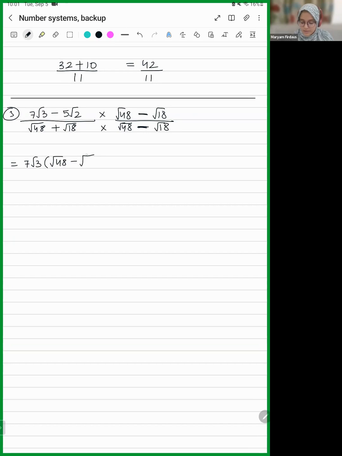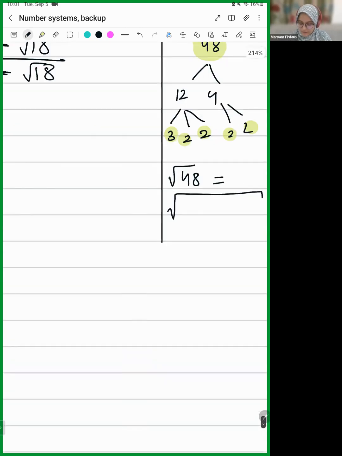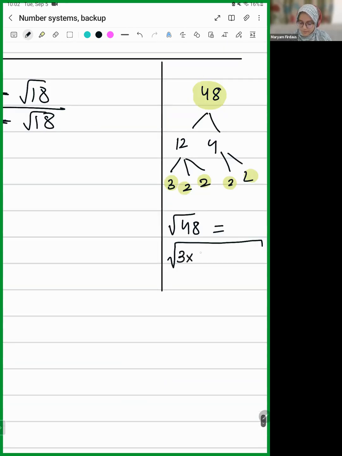One thing we're going to do is, let me help you out with the calculations a bit. See, 48, you can write this as 12 into 4. 12, you can write as 3 into 2 into 2, or 3 into 4, right? And 4, you can write as 2 into 2. So basically, 48 can be written as 3 into 2 into 2 into 2 into 2. So root 48 can be written as root of 3 into 2 times 2.